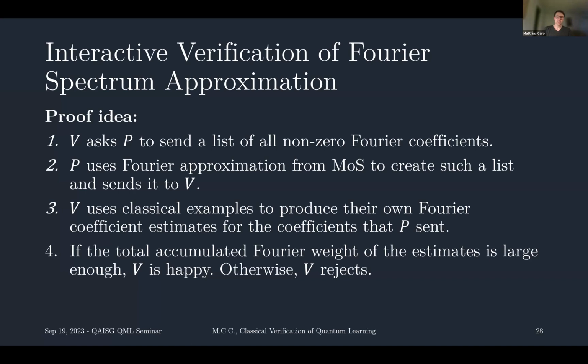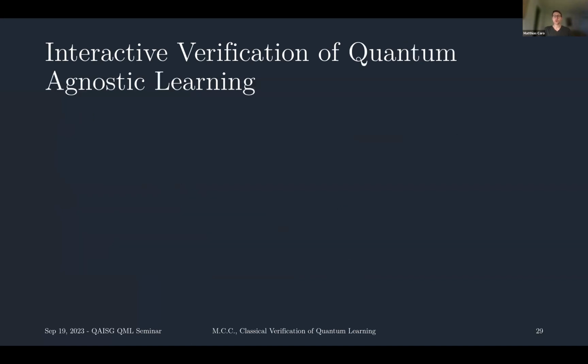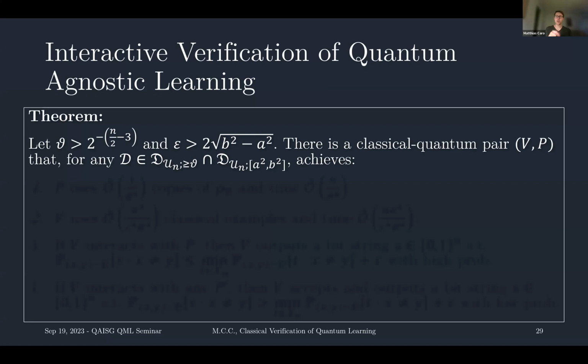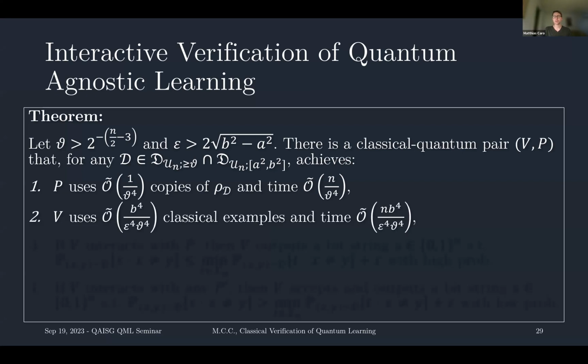So this was Fourier spectrum approximation. Now let me just show you one application of this in learning. We can get a similar result for agnostic parity learning. Here, the same preamble as before. And what we show is, again, an efficient quantum prover and an efficient classical verifier.